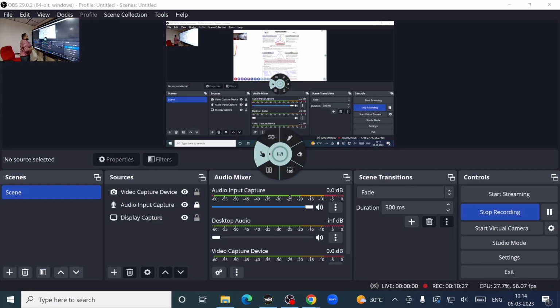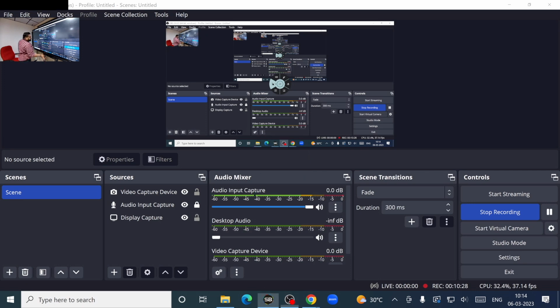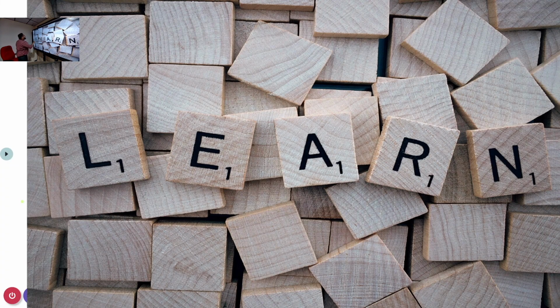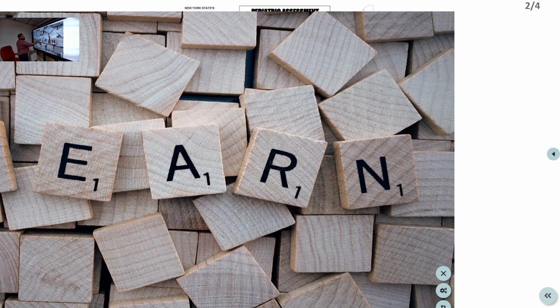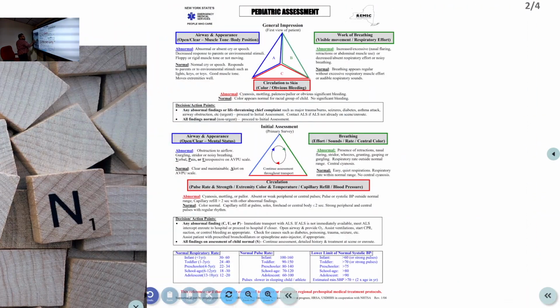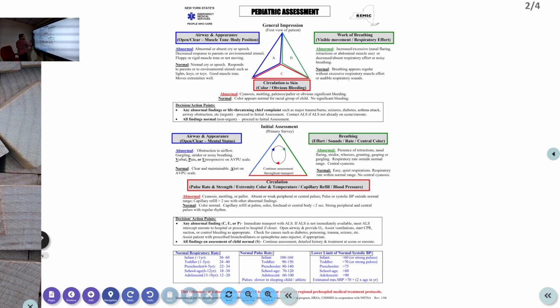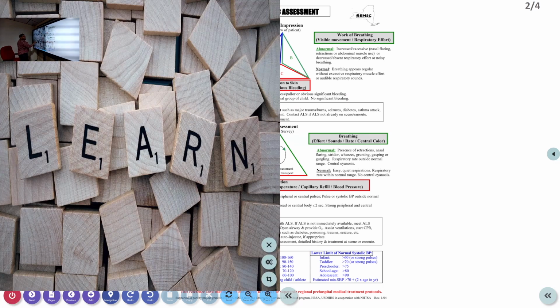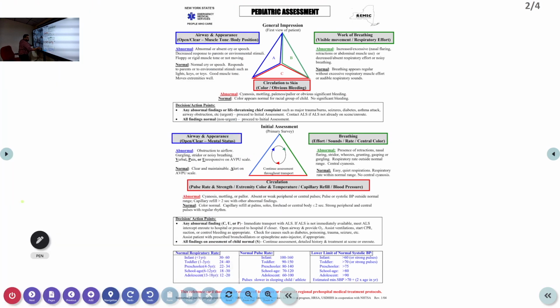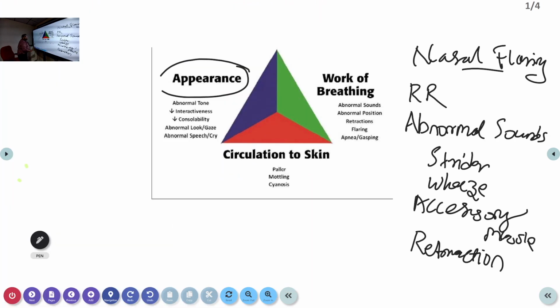The next thing that you need to have is the work of breathing. So that is your respiratory rate, abnormal sounds, stridor, any wheeze, accessory muscle use and intercostal retraction, and finally whether the child is apneic or gasping for breath.